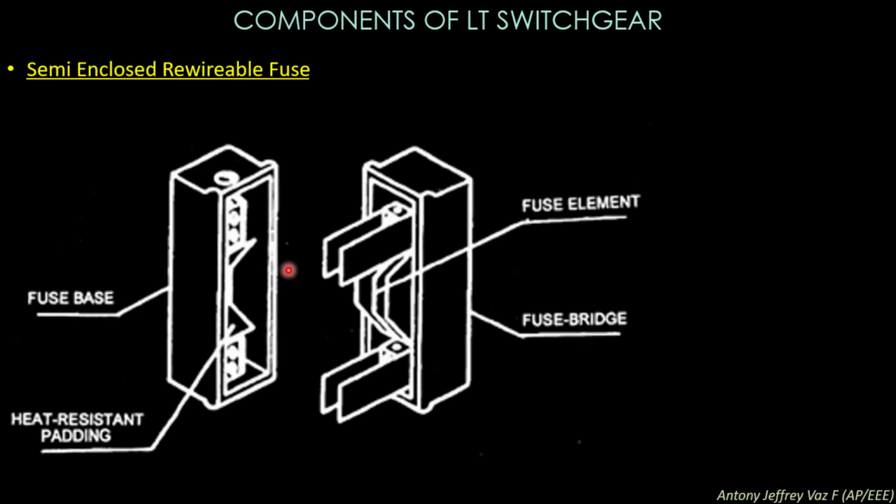This type of fuse is normally used in all household appliances, present after the EB supply. After the energy meter in your house, this type of fuse will be present. You will have two separate parts. One is the fuse base, another one is the fuse element or the fuse bridge. Here the fuse base is a static device and it cannot be removed from the box, whereas the fuse bridge, the second component, can be removed from the fuse base.